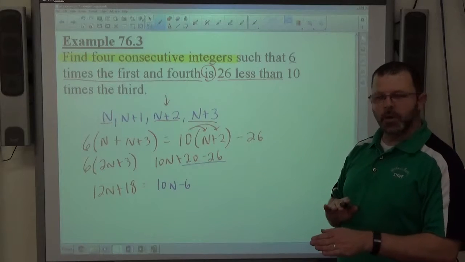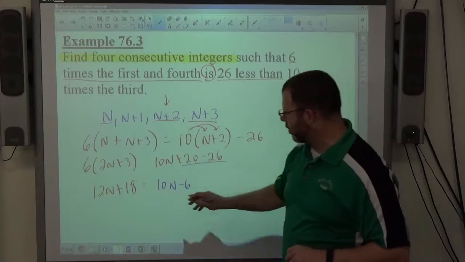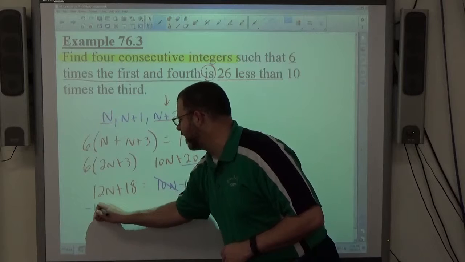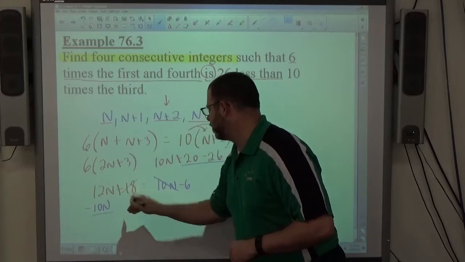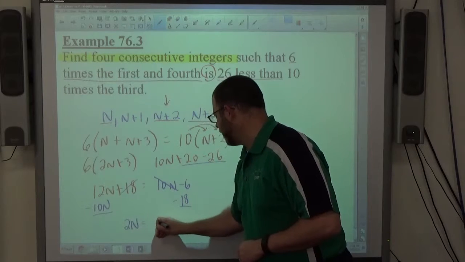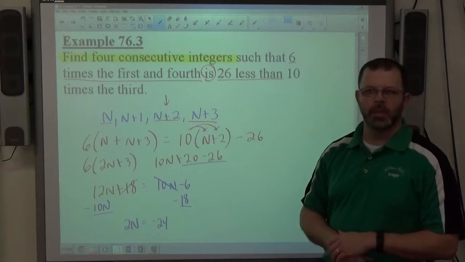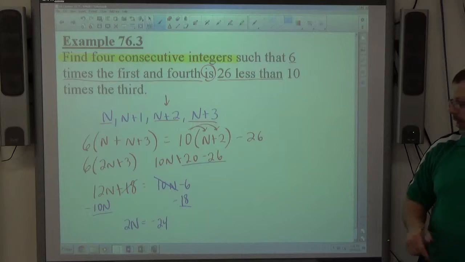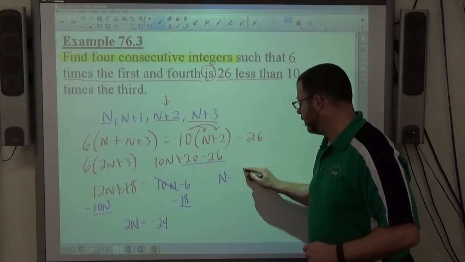I got n and number on one side, n and number on another side, so I'm going to take the 10n over to the left, becomes negative 10n. Move the 18 to the right, becomes negative 18. That gets me 2n equal to negative 24. So n equals negative 12.